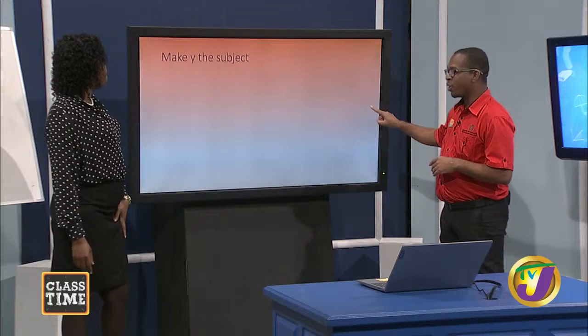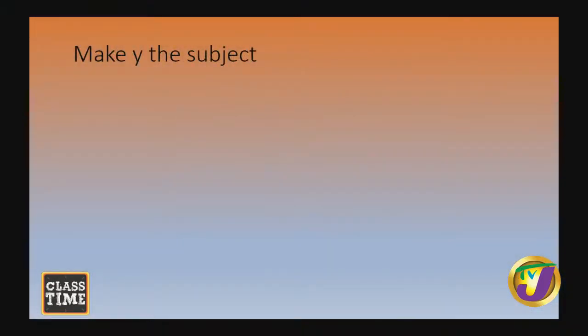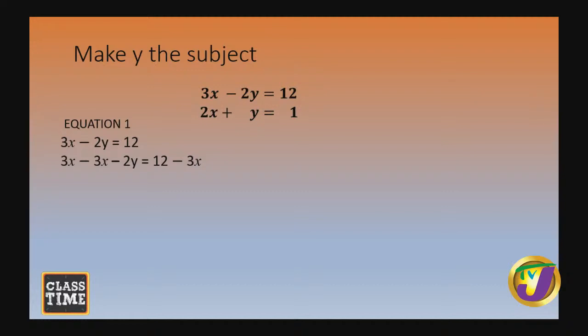Okay. So firstly, we're going to start off by making y the subject of the equation. We're going to make y the subject of these two equations. So focusing on equation one, 3x minus 2y is equal to 12. And remember, we want to isolate y, so we're going to do the inverse operation for 3x, and subtract 3x from both sides of the equation, leaving negative 2y equal 12 subtract 3x.